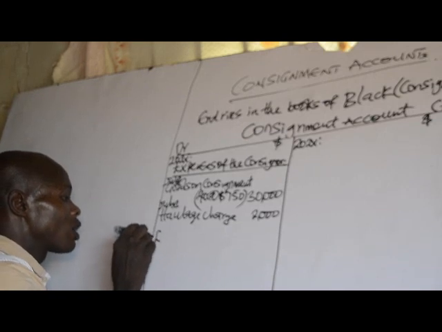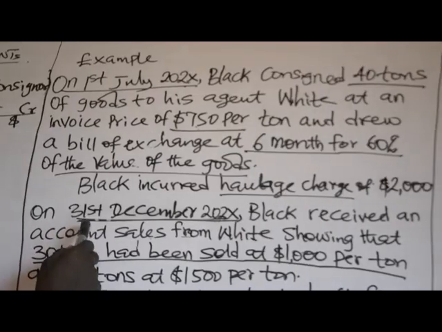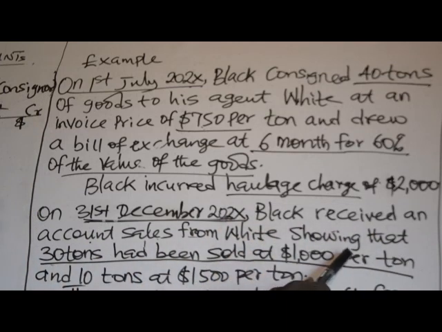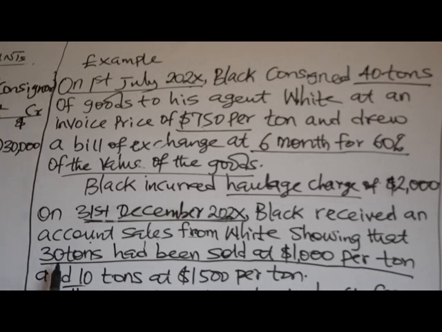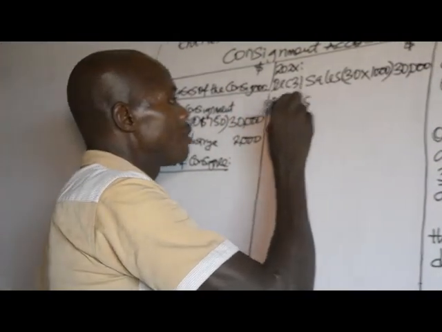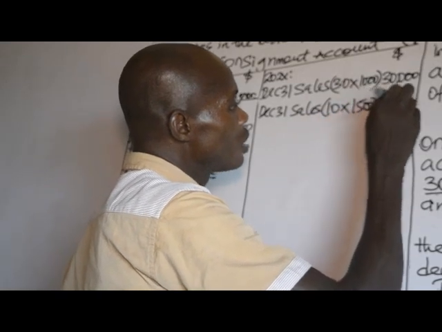Then we also have the expenses of the consignee, that is the expenses incurred by the agent. On 31st December 22X, Black received an account sales from White showing that 30 tons have been sold at $1,000 per ton. So sales of 30 tons, that is December 31st, 22X. 30 times 1,000 will give us 30,000. And 10 tons at $1,500 per ton, the same day, December 31st, that will give us $15,000.